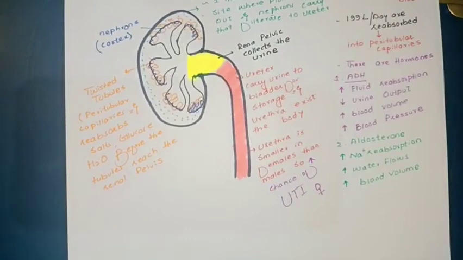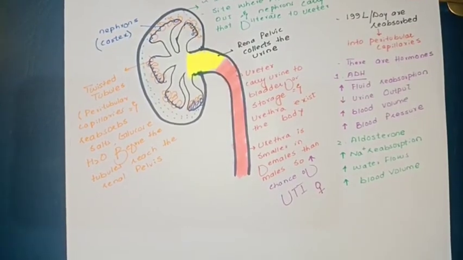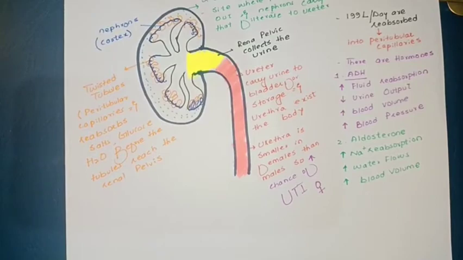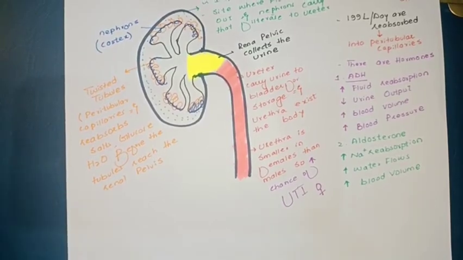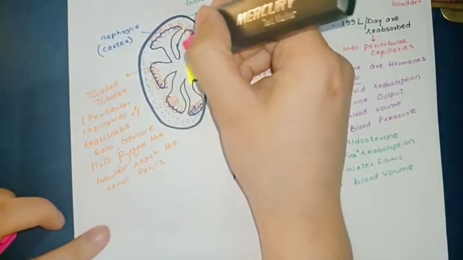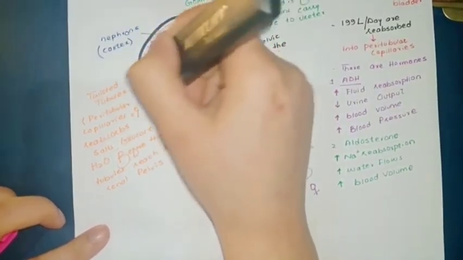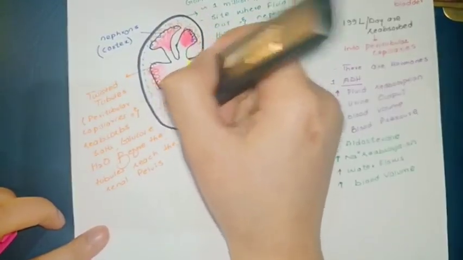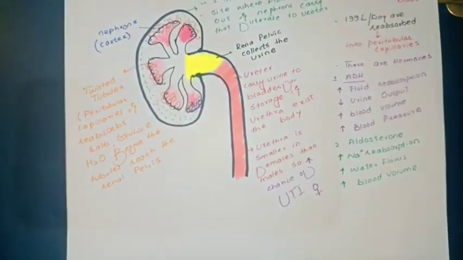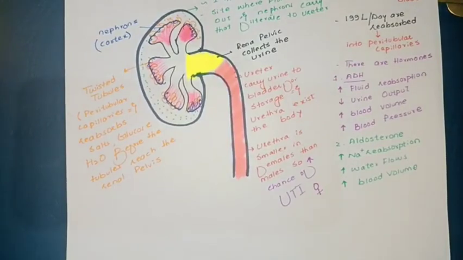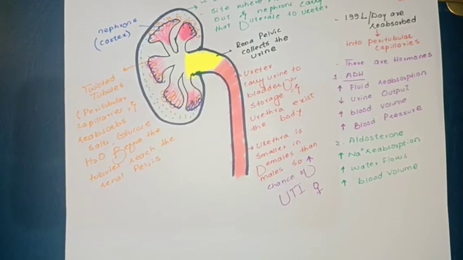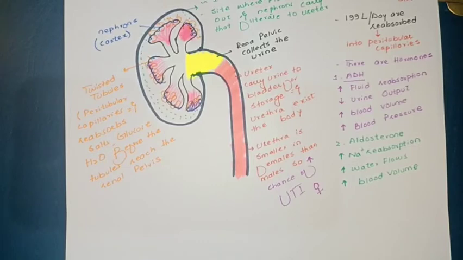Now there are some collecting ducts. You can see here there are some collecting ducts present here. There are so many millions of collecting ducts which reabsorb the water and glucose. The collecting ducts enter the renal pelvic and then reabsorb salts and glucose back into the twisting tubules.